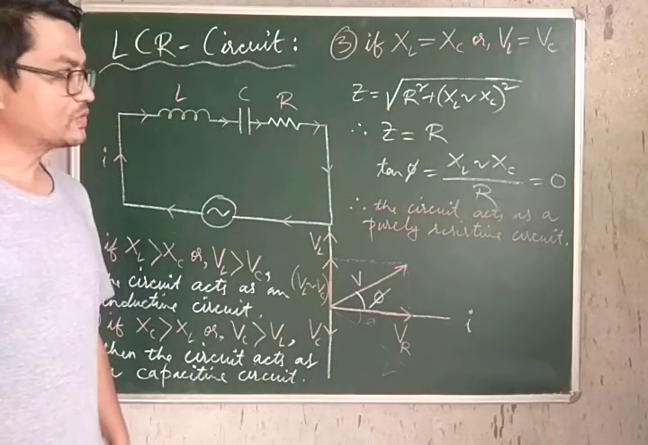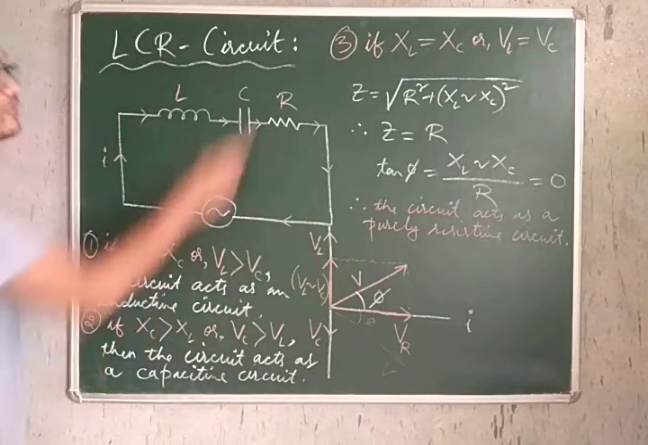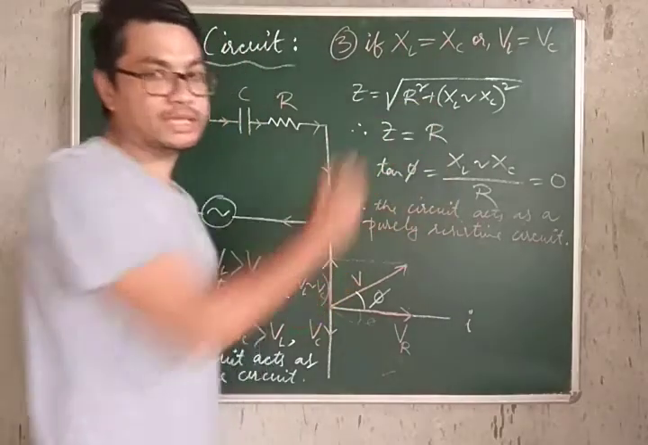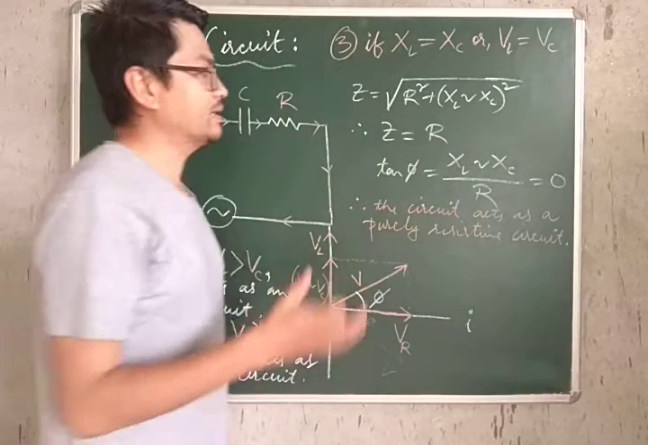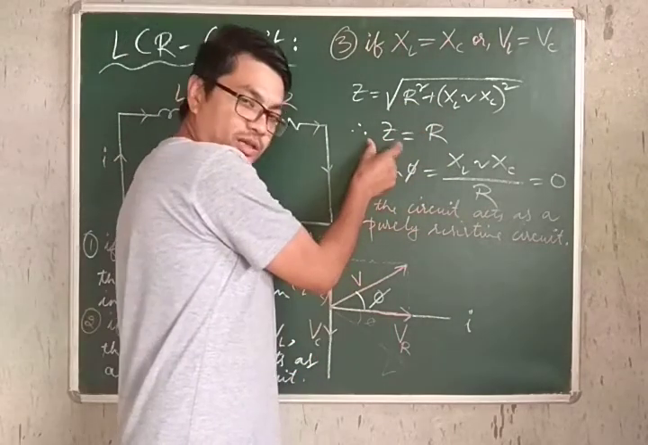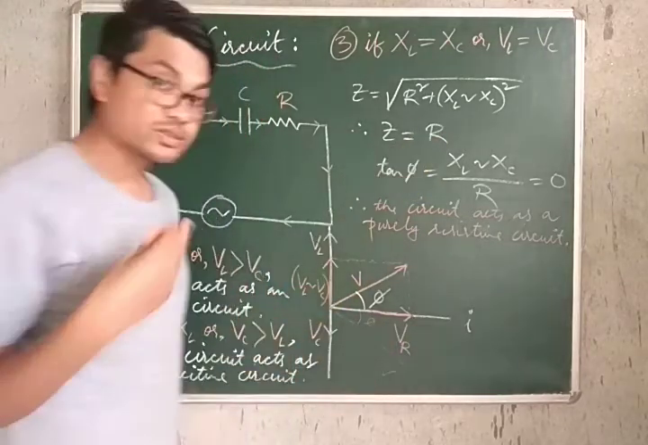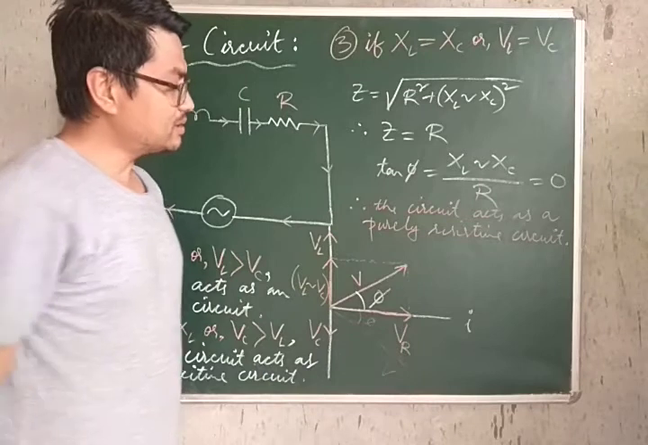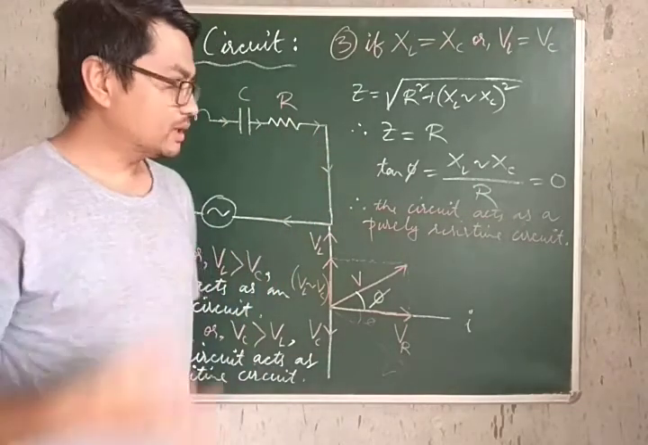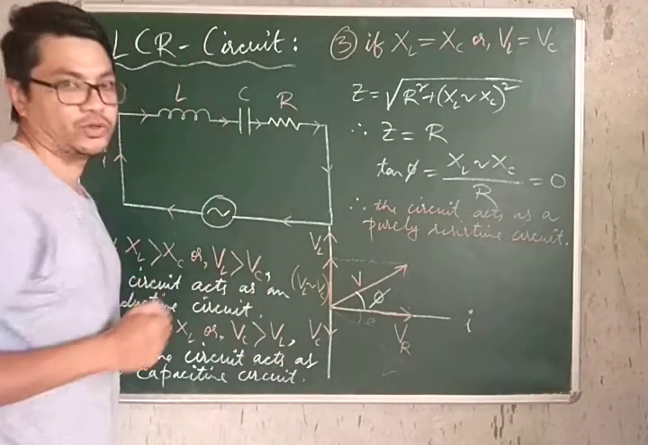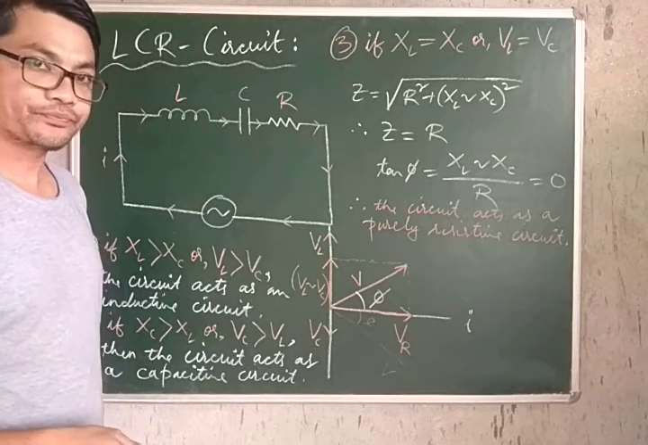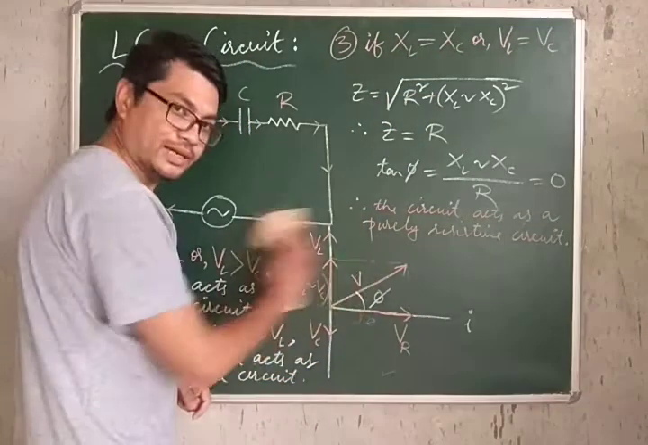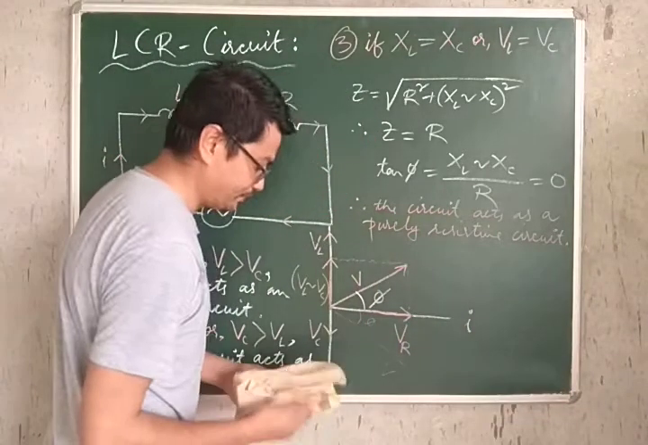Alright, class 12. So do not forget these three cases, very, very important for you all. And especially this third case, where the impedance of the circuit is equal to the resistance of the circuit, or where XL is equal to XC. This third case is called the case of resonance for LCR circuit. So from here, now I think I can erase the phasor diagram also.